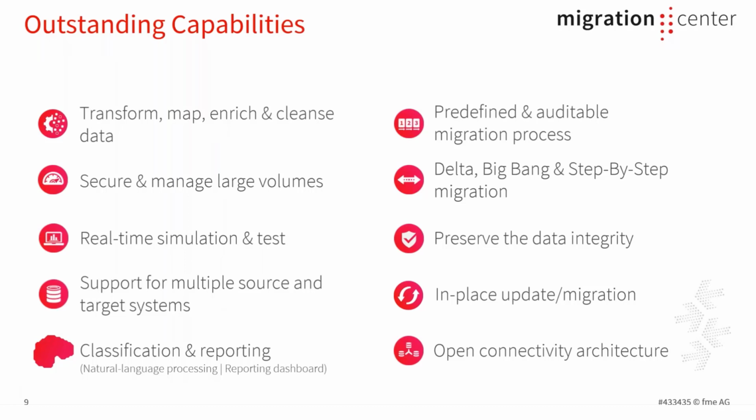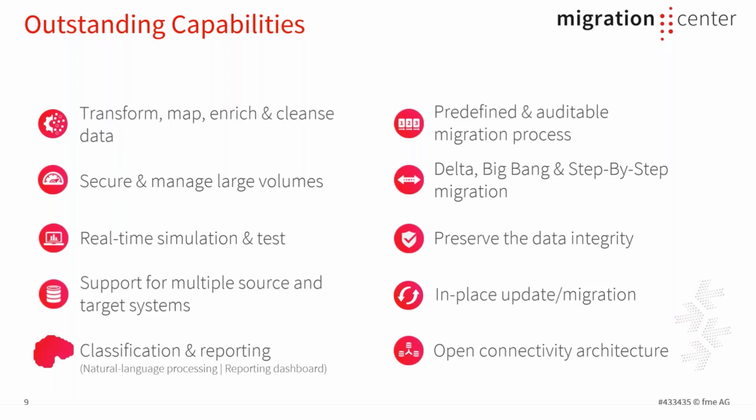Okay, so what are the outstanding capabilities? As I mentioned, we are very strong in transforming, mapping, enriching, and cleaning data. We have options to secure and manage large volumes. We have capabilities within our product which allow you to simulate and test in real time all your processes, all your transformation models before you commit the data to the target system. This helps you to avoid a lot of mistakes during the import, because you can see the results of your migration and the new metadata before you commit the data to the target system. That's pretty helpful.